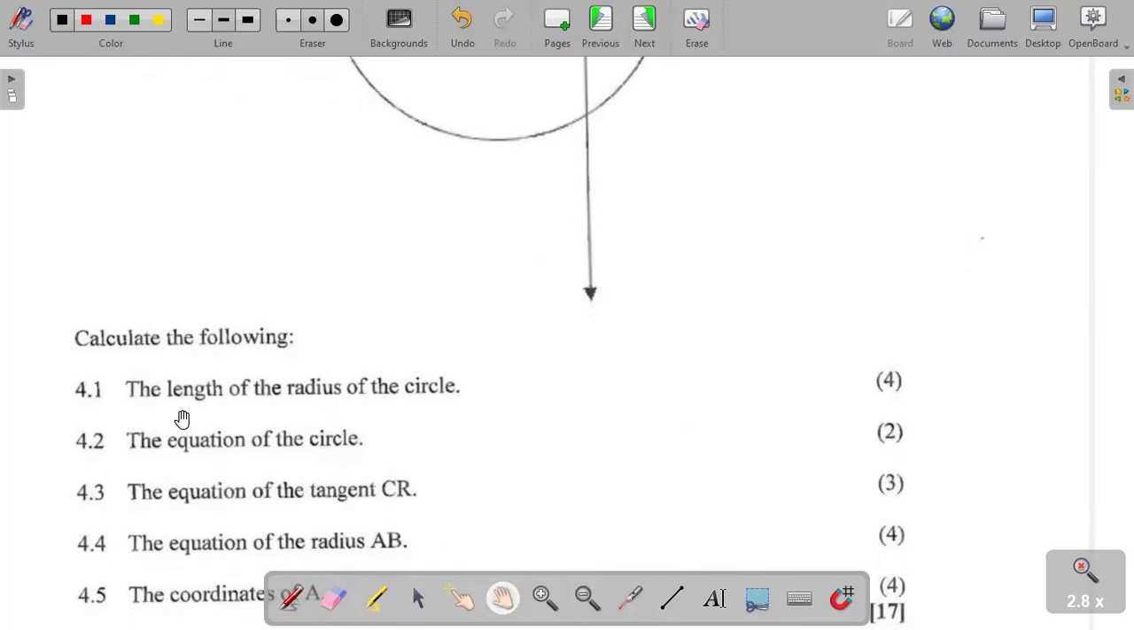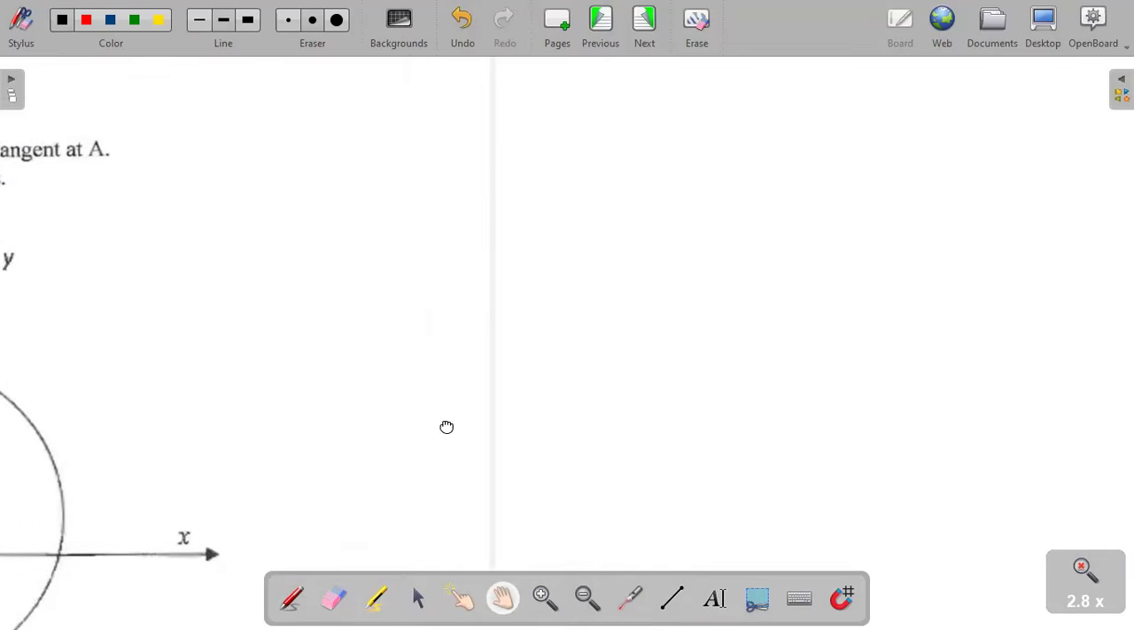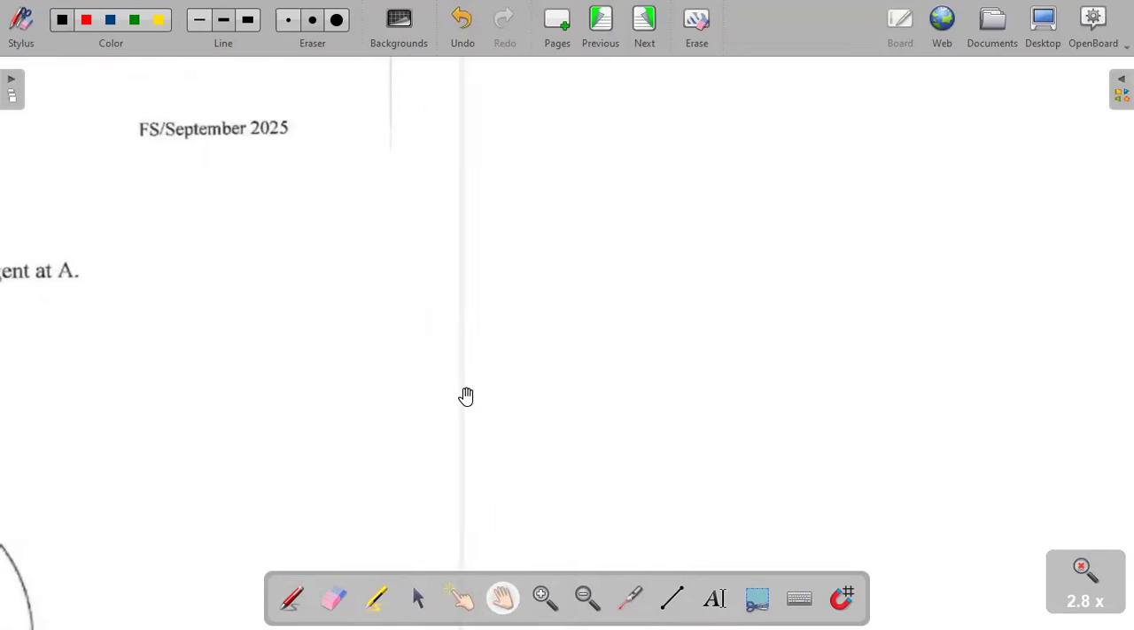So calculate the length of the radius. You can use Pythagoras for 4.1, because we have CA. They gave us 20 units, and CB we can see it's 25.